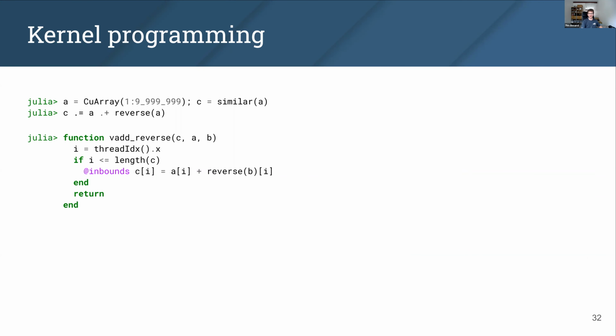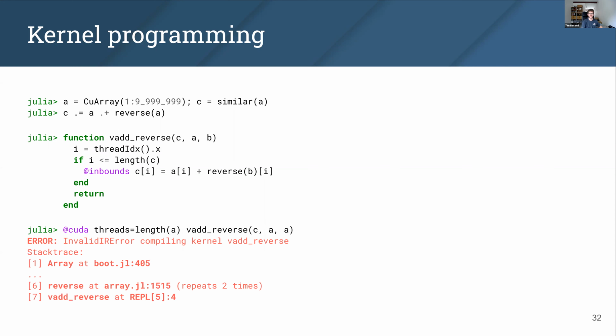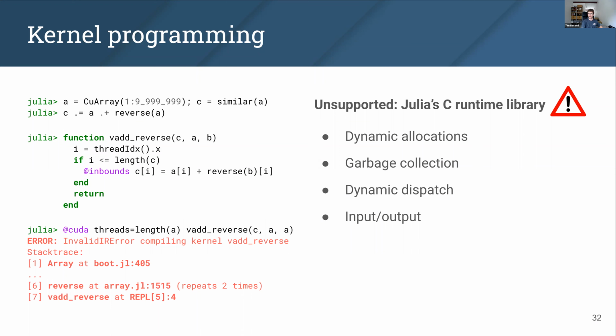So naively, you might write a kernel that takes its own thread ID, as I mentioned before, and then computes the addition of the array with its reversal by calling the reverse function inside of a kernel. But if you were to do this, you'd get a nasty error when you launch the kernel complaining that this kernel function is not GPU compatible. And the reason behind that is that we cannot be compatible with certain operations that rely on the Julia C runtime library. And this call to reverse happens to allocate an array. And in this case, dynamic allocations and garbage collection in general are not supported on the GPU right now, because as I mentioned, they rely on Julia's C runtime library.